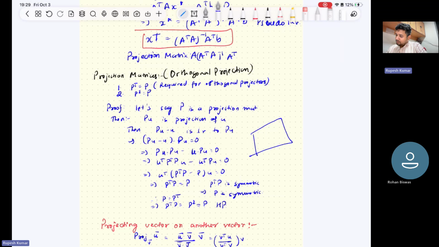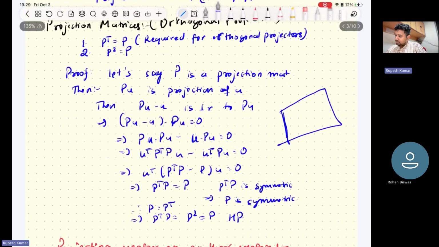So let's say you have this. This is the range of a matrix, right? And you have a vector that looks like this, and you want to take an orthogonal projection, right? So now this will be your projected vector, the black one. So what is this difference vector? This is essentially Pu minus u, where u is this vector, and this vector is Pu, right?